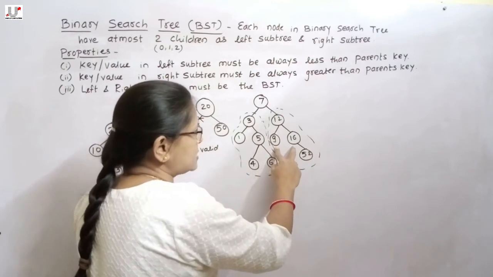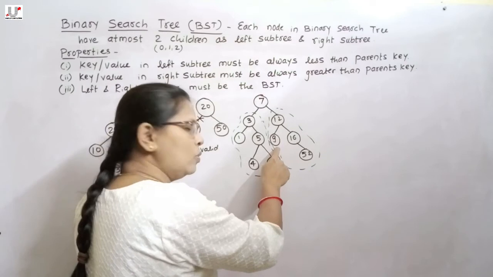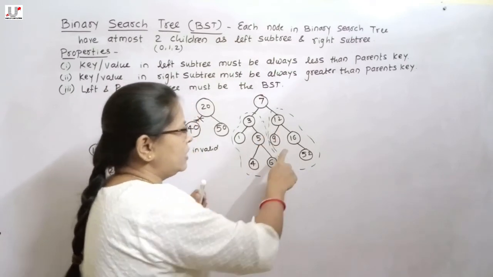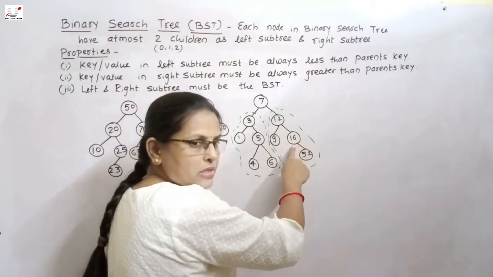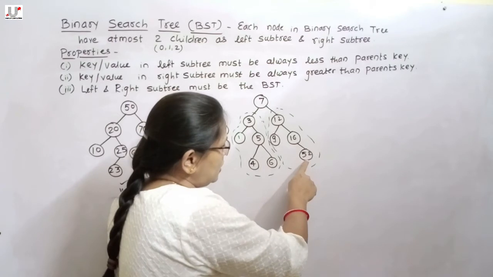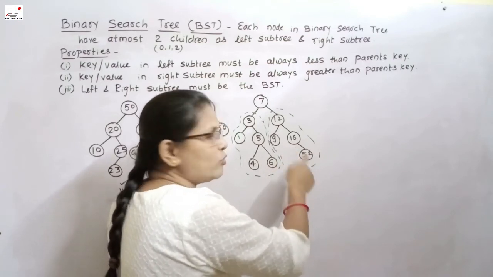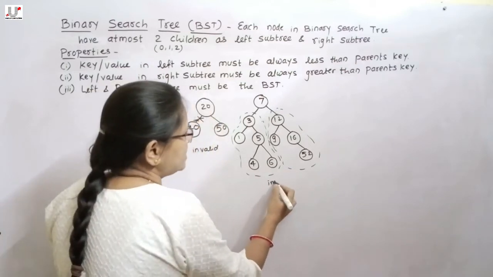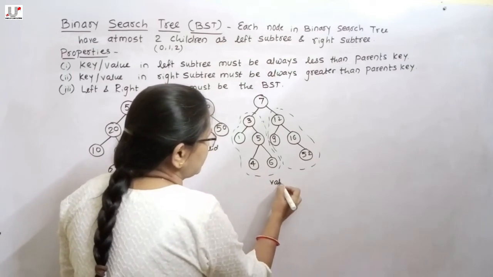Then for 9 and 16, 12 is the parent and 9 is smaller than 12, so it is attached as a left subtree to 12. Then 16 is greater than 12, so it gets attached as a right subtree. Then for 52, its parent is 16 and 52 is to the right of 16, so this is also a valid binary search tree.